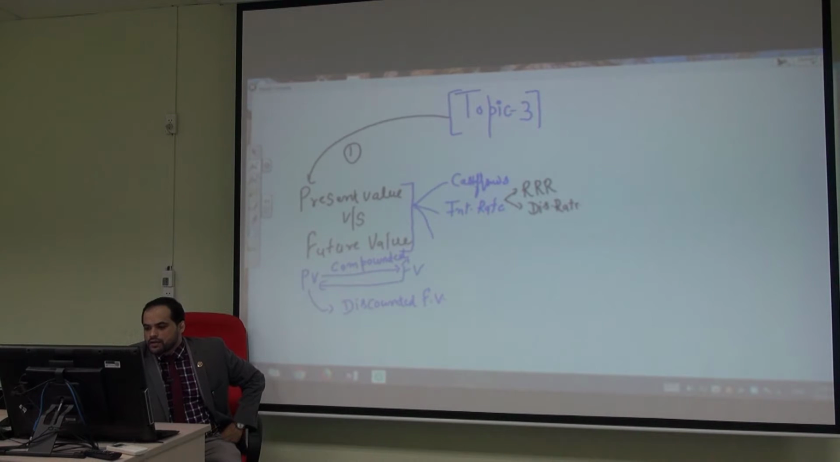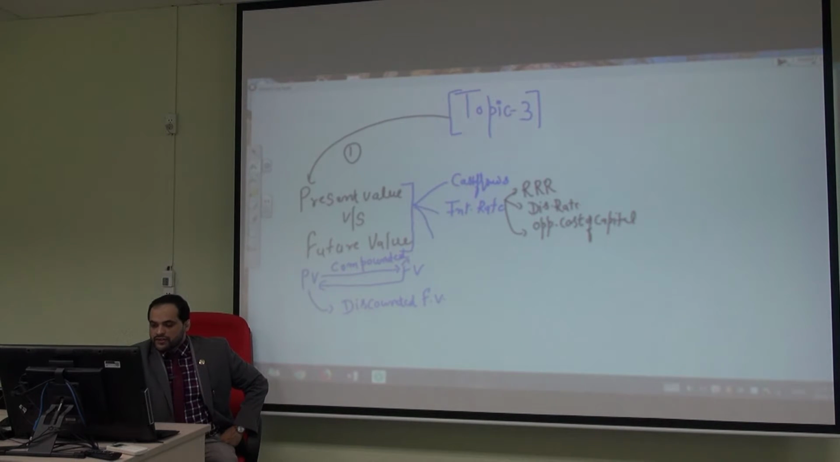Sometimes we call it the opportunity cost of capital. If you are borrowing, consider it your debt or capital, and whatever interest you pay over that capital is called the cost of capital. So, opportunity cost of capital. It has different names, but the same idea: it is the rate.